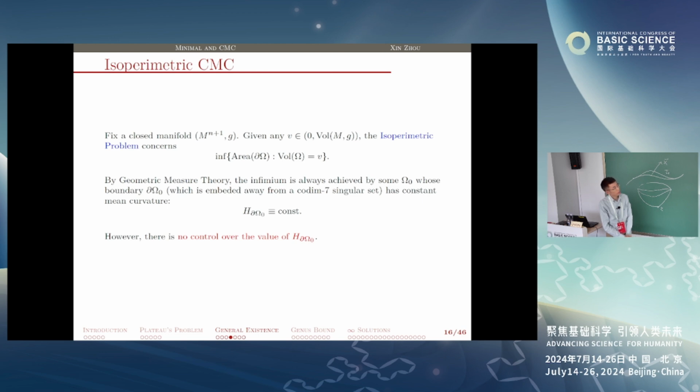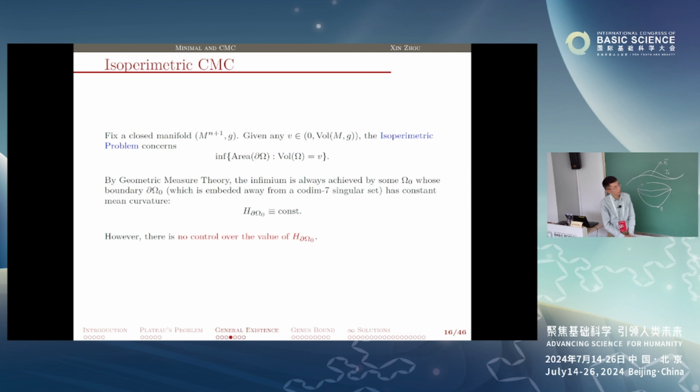Namely, suppose V is a positive number less than the total volume. Then I consider all domains with this volume and I minimize the perimeter, or the boundary area. This is a classical isoperimetric problem. By geometric measure theory, integral current theory, the infimum is always achieved by some particular domain, omega naught, which bounds volume V. We also know that its boundary is smoothly embedded away from a codimension 7 singular set. The regularity is the same as before in this sense.